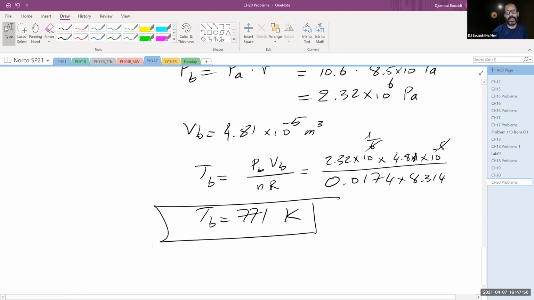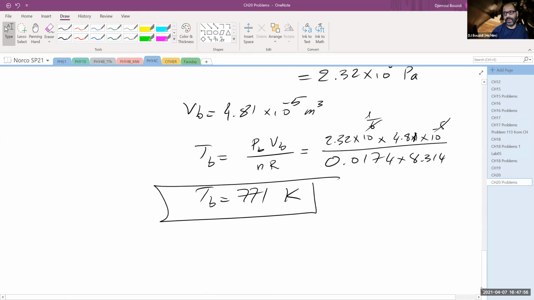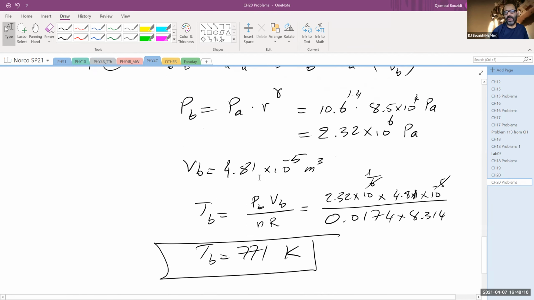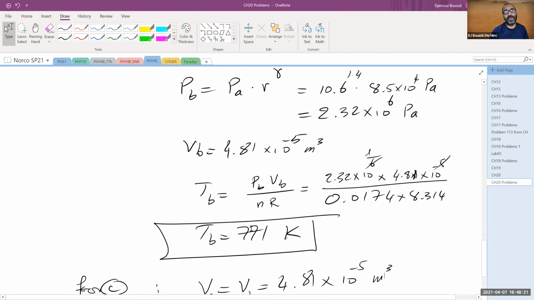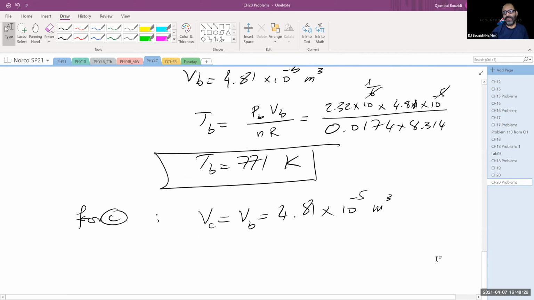Okay, so this is point B. I'm going to calculate point C, but I'm going to leave point D for you guys, because point C is important. So let's do point C. We already know the volume. VC is equal to VB, which is this volume, 4.81 times 10 to the negative 5 cubic meter. Now we need to find the pressure. That is key for calculating the temperature, because once we find the pressure, we're going to use the same formula. TC is equal to PC times VC over NR. So we need to find that temperature.